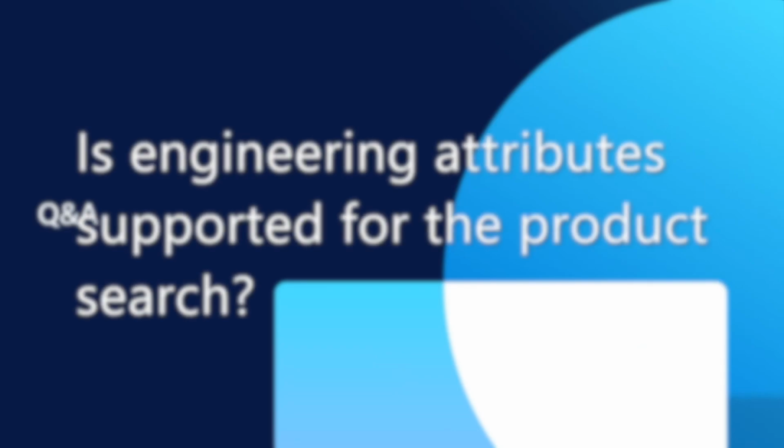Okay, thanks, Steve. Then there was another question: are engineering attributes supported for the product search? At this moment, the answer to that question is no. We are currently supporting product attributes, product dimensions, and batch attributes. Feel free to put this on the ideas portal as well. If there are enough votes and enough people are interested, then the product team might consider it and prioritize it. But in this version, we do not have support for engineering attributes.